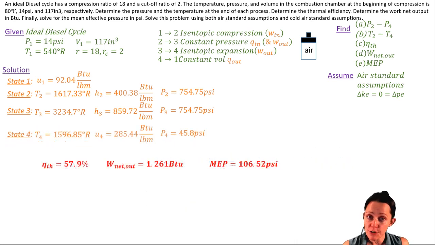If you plug everything in, be sure to go through the practice and make sure that you see how your units cancel out, and do any unit conversions that are necessary. But these are the numbers that you should get for the thermal efficiency, the work net out, and the mean effective pressure.